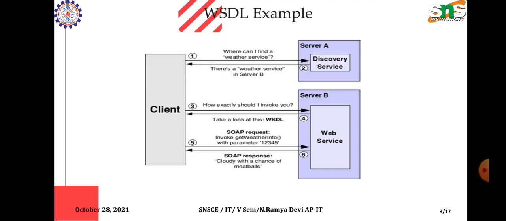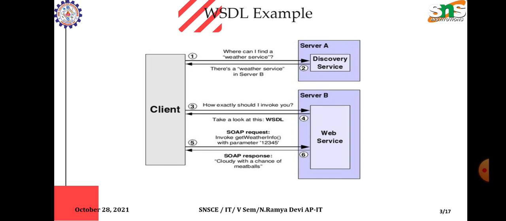Next is binding. The binding defines a communication protocol used by the web service, such as SOAP or HTTP. This part tells the client how the messages will be exchanged. Next is service. The service element defines the URL where the web service is hosted. This is the actual address clients use to connect to the web service.